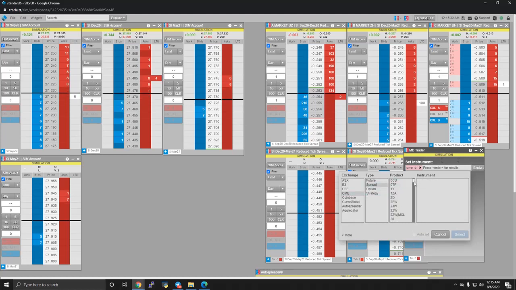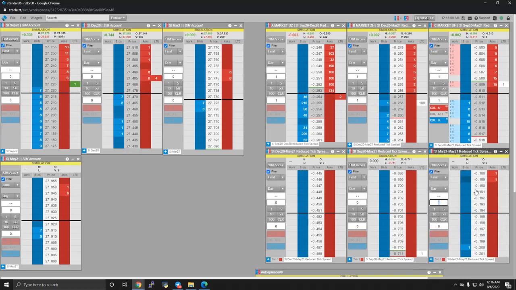And this is a spread. So we're going to drag down to silver, SI, and we're going to find the March May. That's calendar year 2021. Silver March May. Okay, now we have our corresponding May calendar spreads for our standard 6.